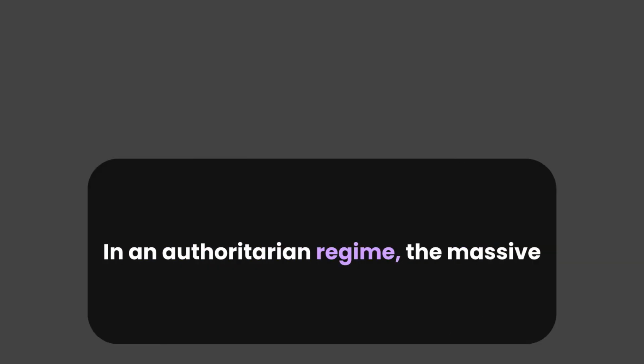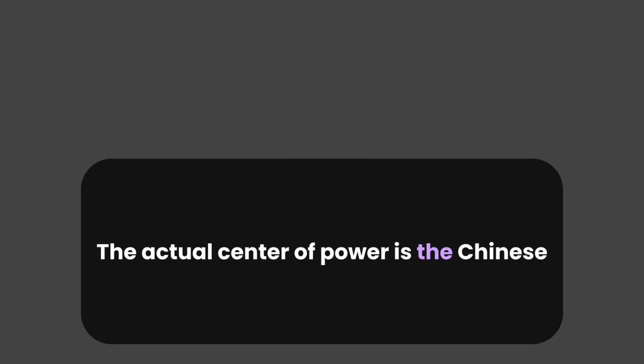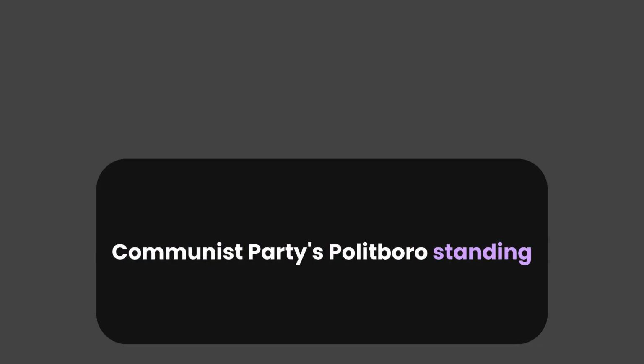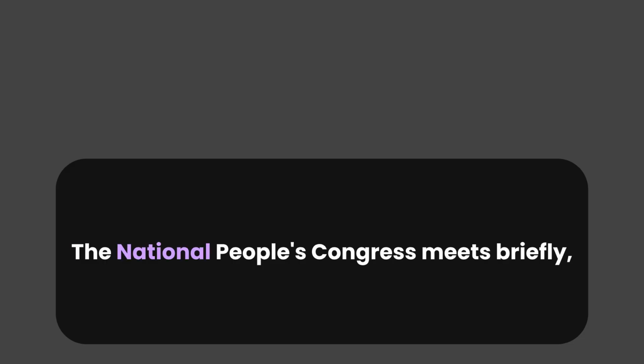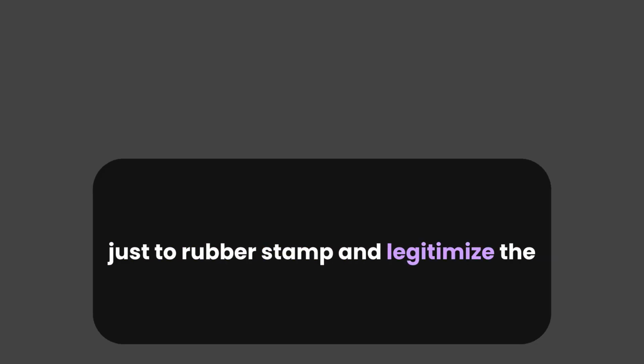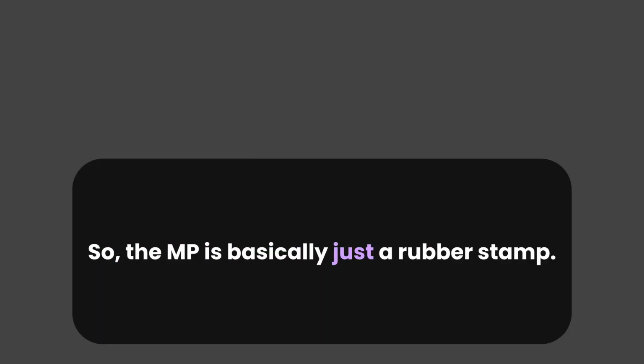In an authoritarian regime, the massive legislature isn't meant to debate or create policy. The actual center of power is the Chinese Communist Party's Politburo Standing Committee, which operates completely behind closed doors. Oh, I see. The National People's Congress meets briefly just to rubber stamp and legitimize the policies that were already decided by the executive elite. So the NPC is basically just a rubber stamp.